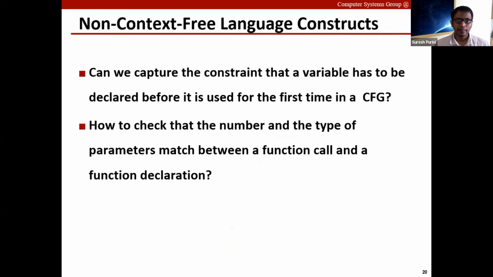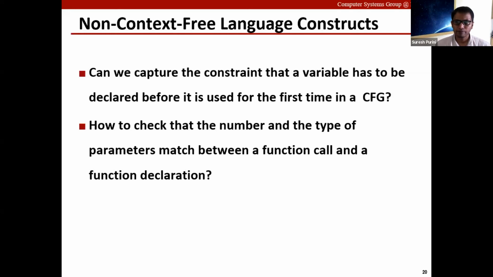Okay. So finally, a couple of things that I would like to highlight. For example, in your programming language, in C, before you use a variable, you have to declare the variable. Okay. So can you enforce that constraint using context-free grammar? Is it possible for you to enforce the constraint that a variable has to be declared before it is used? Is it possible to enforce this constraint using the context-free grammar?